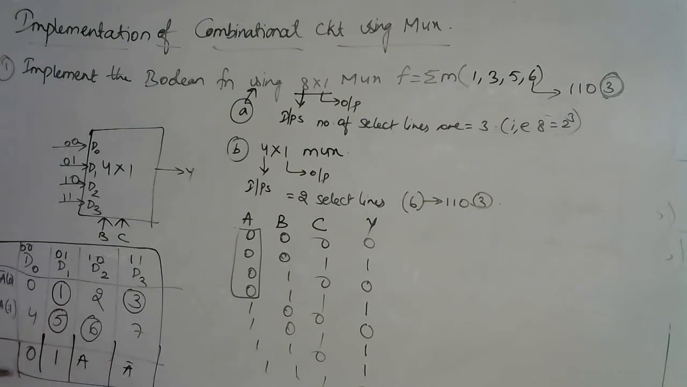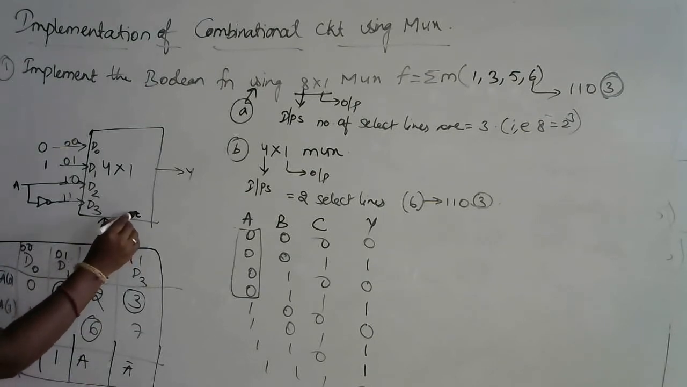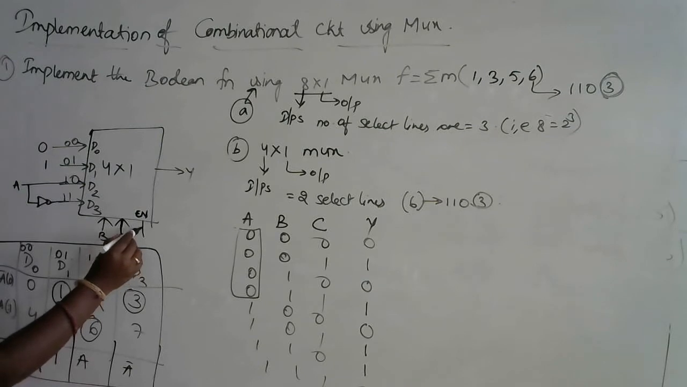So here D0 is what? 0. D1 is what? 1. D2 is A. D3 is A bar. From the same A keep a NOT gate and connect. This is how to design a function f equal to sigma m of a 3 variable expression by using a 4 by 1 multiplexer. And as we know that we are having one more pin called enable. This is enable, which is active high, I am assuming.